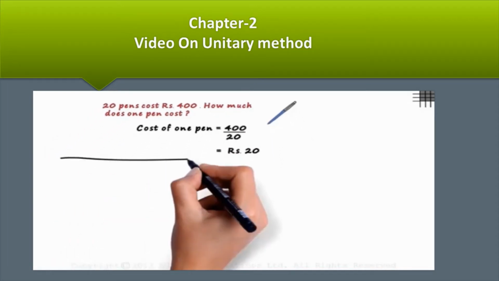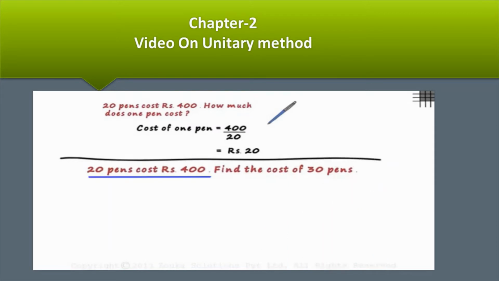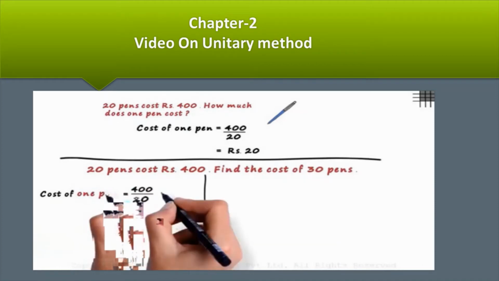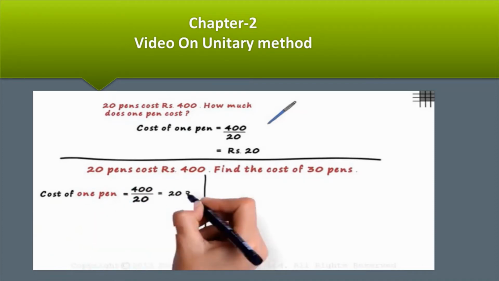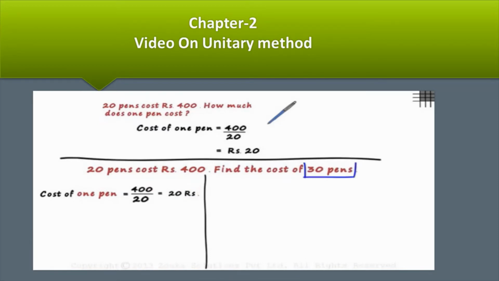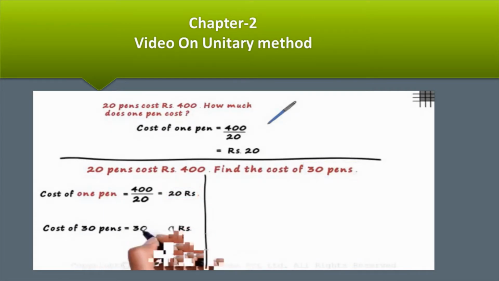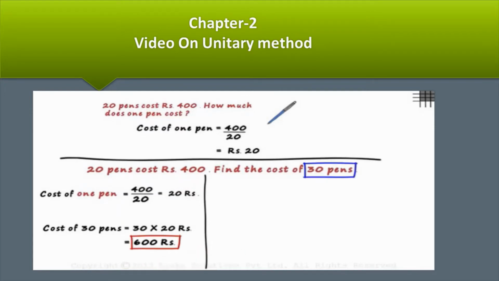Here's the next problem. 20 pens cost 400 rupees. Find the cost of 30 such pens. If you think the previous problem was easy, this one should also seem easy. But that is not always the case. When students see that they have to find the cost of 30 pens, they tend to get confused. We found out the cost of one pen to be 400 by 20, which is 20 rupees. So think about it. You have the cost of one pen. What will be the cost of 30 pens? It's simple. It will be 30 multiplied by the cost of one pen. So cost of 30 pens is 30 multiplied by 20 rupees, which equals 600 rupees. It was as simple as that. So 30 pens cost 600 rupees.